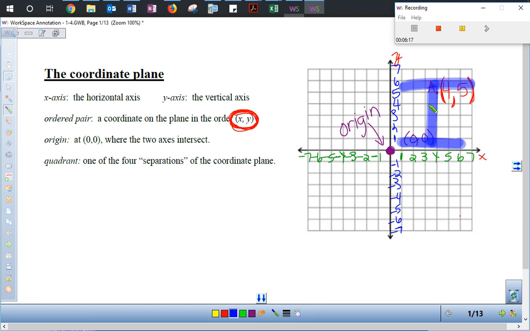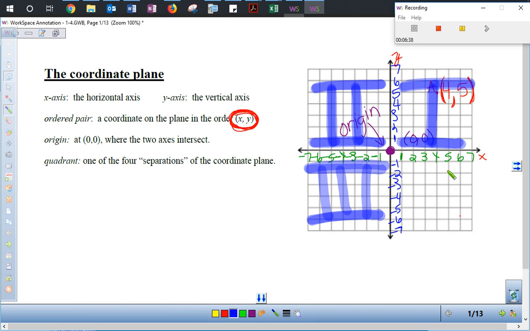Then we go counterclockwise. It's a little bit weird. So quadrant 2 is 1 to the left. This is quadrant 2. 1 down is quadrant 3. And then 1 to the right is quadrant 4. And quadrant 4 is the IV. Okay? So we label those with Roman numerals. Quadrant 1, 2, 3, and 4.